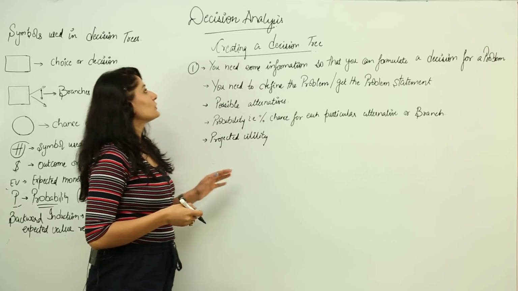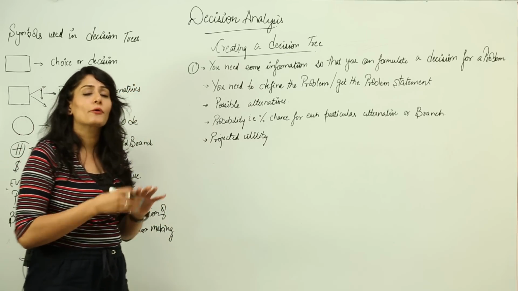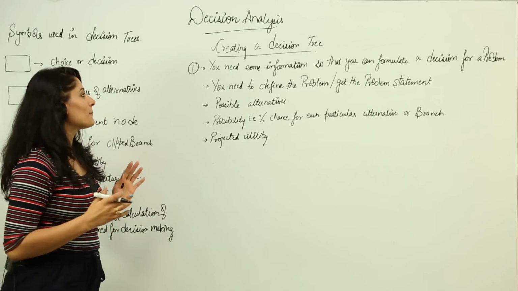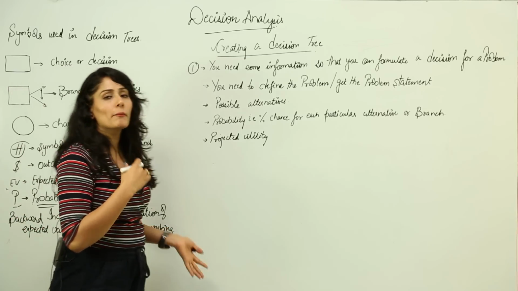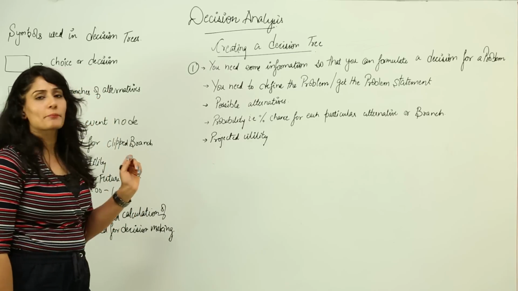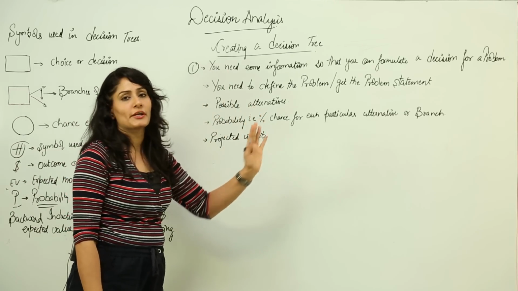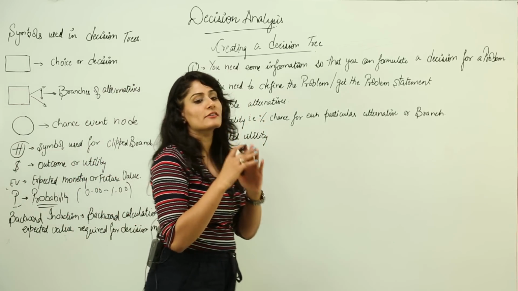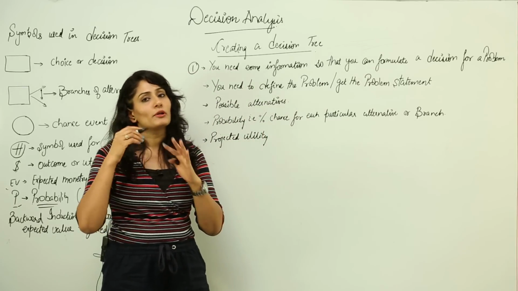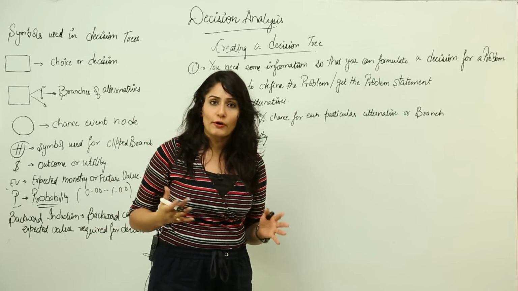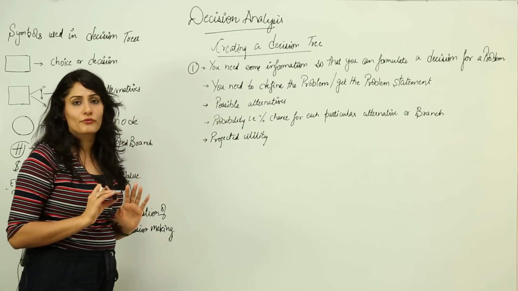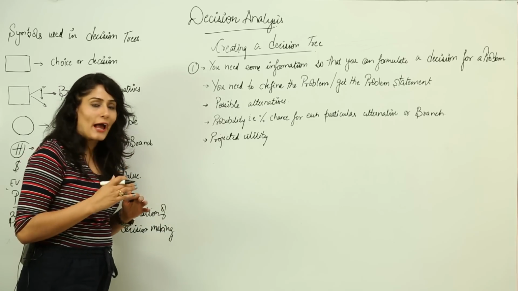And now coming to creating a decision tree, how to create a decision tree. For that we would first need certain information so that we can formulate a decision of the problem. So you need to define the problem or get the problem statement. So basically first you need to understand what the problem is. Once you figure out the problem, only then you can find out what the various alternatives are. Then the second thing you need is all the possible alternatives, that is whatever choices you have.